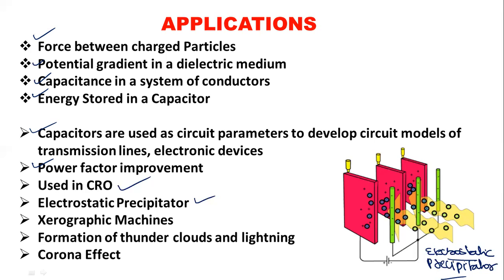So in big factories, in the exhaust, we will install an electrostatic precipitator. So it's also an application of electrostatics. In the exhaust of thermal power plants, the ash exhaust or steam exhaust, we install an electrostatic precipitator, and that's an application of electrostatics. Then the xerographic machine, the machines we use to take photostats, photocopying is also an application of electrostatics.